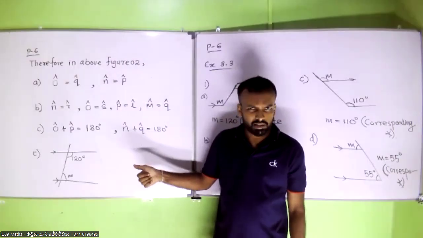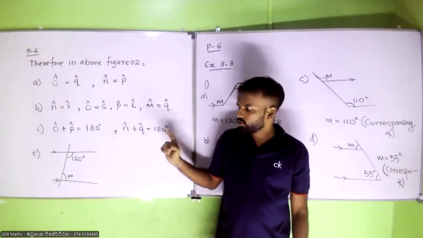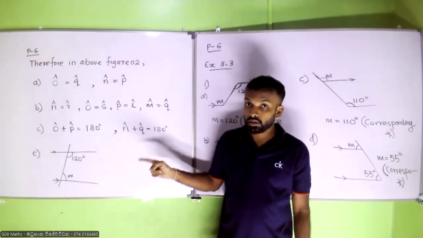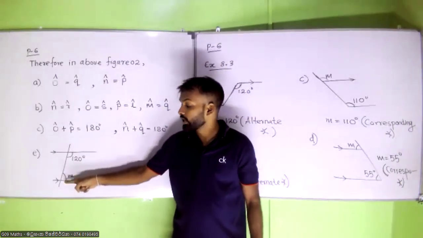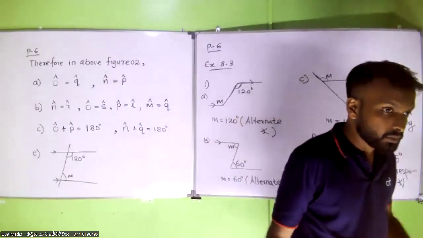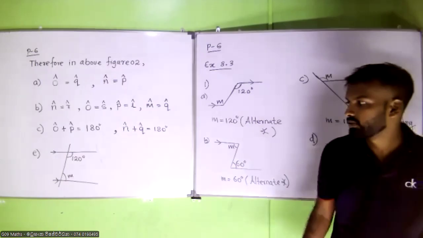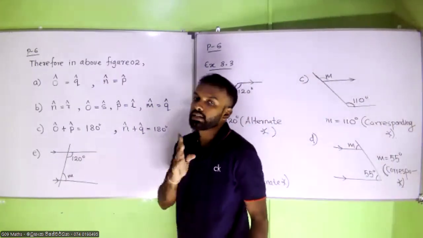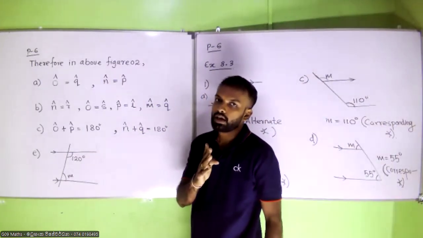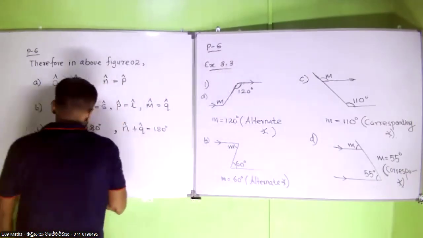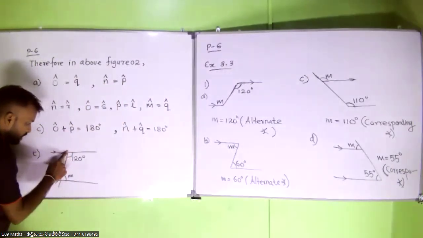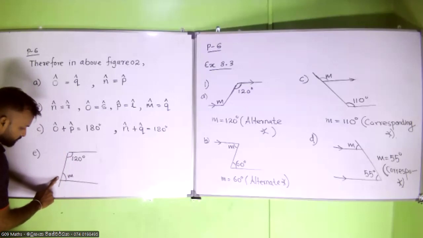This is not alternate, and this is not corresponding. Definitely, this is C type. This is C type, which means allied angles. If you cannot see, I will remove unnecessary things.